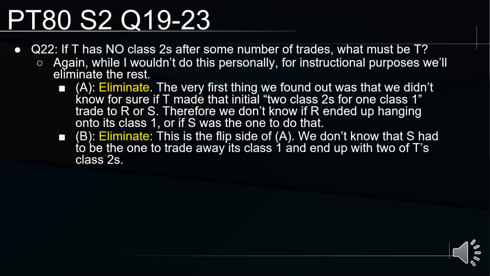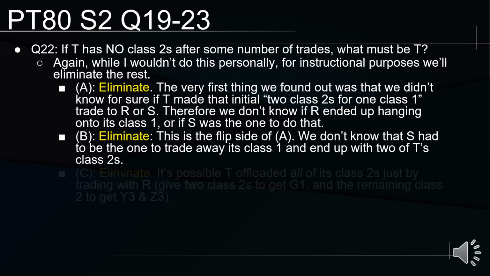B is very similar. It's the flip side of A. So we get to eliminate B because we don't know that S had to be the one to trade away its class 1 and end up with 2 of T's class 2s. We don't know that that had to be the case. So for the same reason we got rid of A, we're getting rid of B.